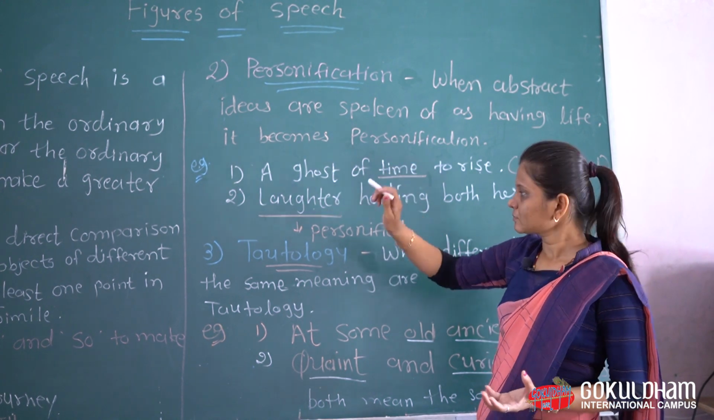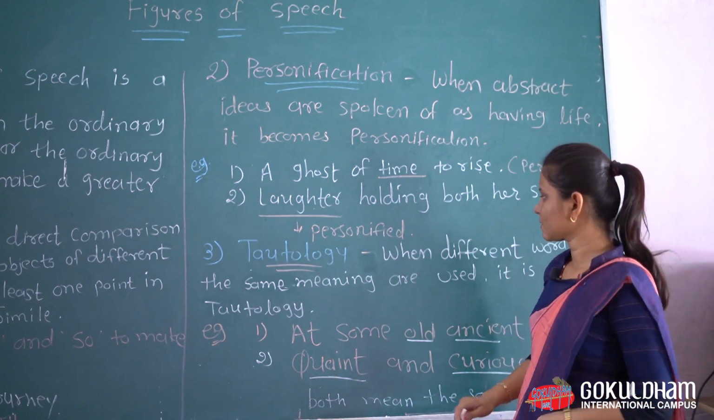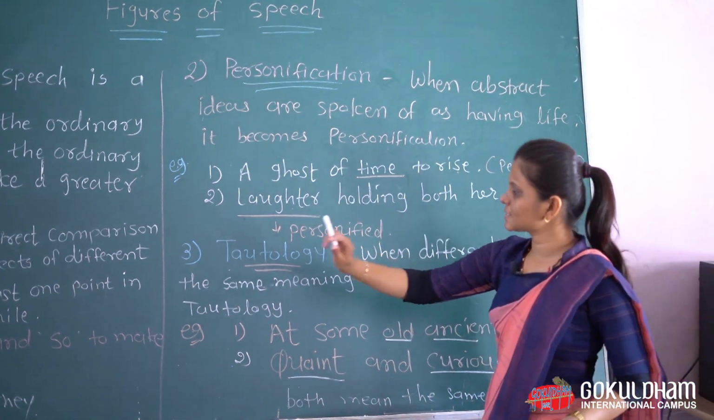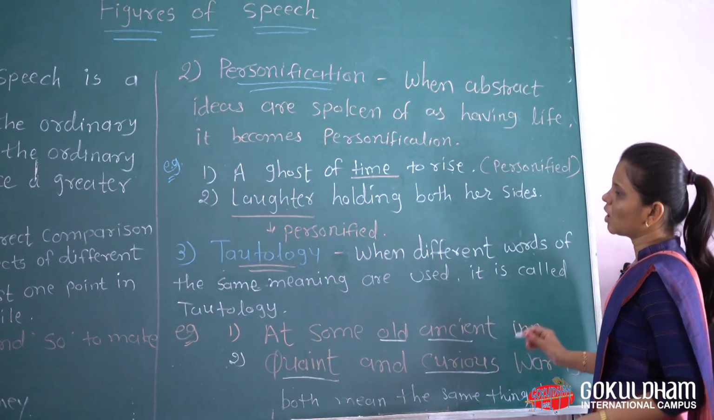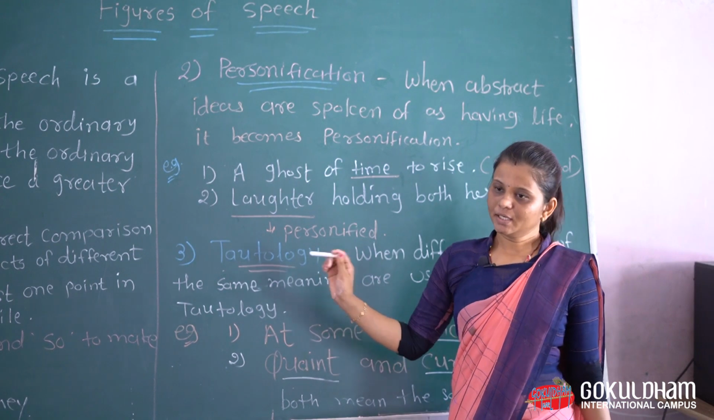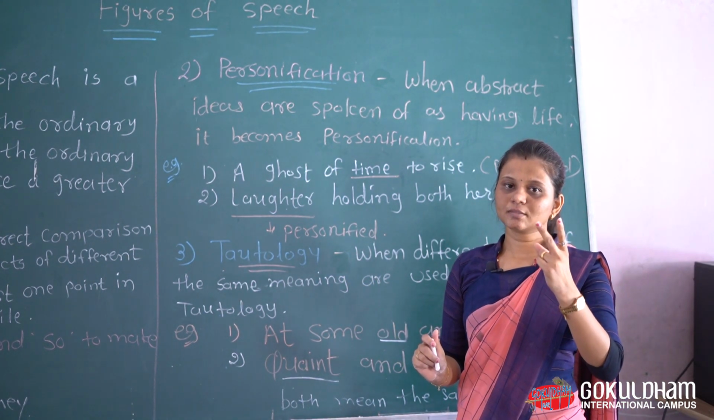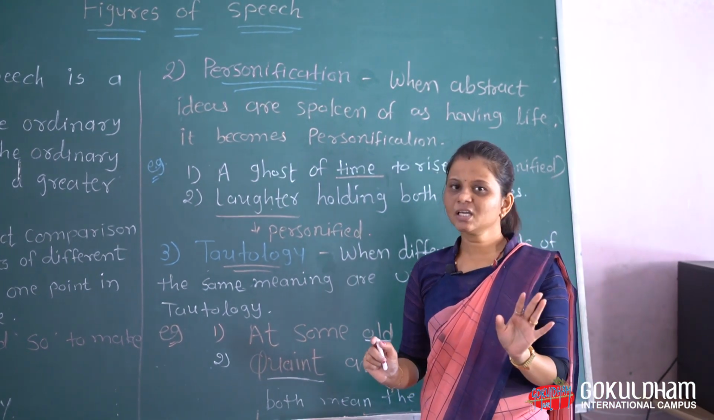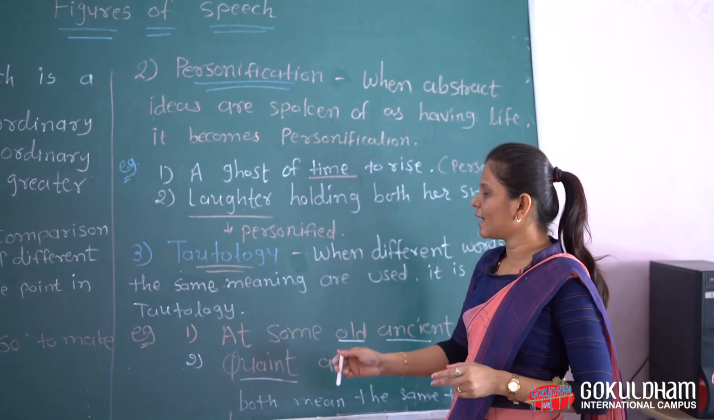Then number 3, tautology. When different words of the same meaning are used, it is called tautology. What can we say tautology is? Different kinds of words, but the meaning is same. The word is different, the meaning is same. Look at the example, you can understand well.